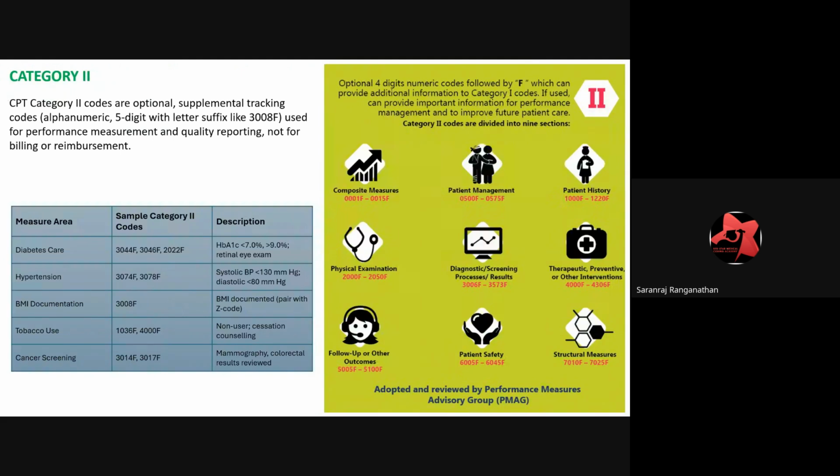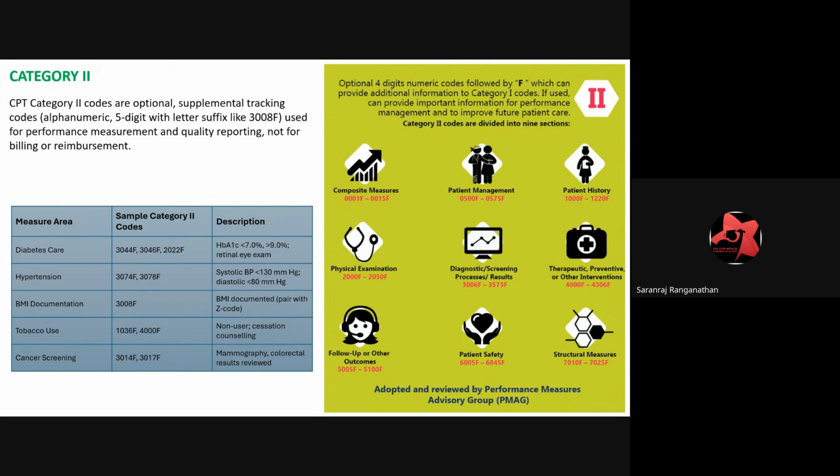Then coming to the Category 2 codes. Here it is a combination of alpha and numerical. If you see F, you can keep it in mind for your remembrance: F means information, additional information. Or we can keep it in mind like future.